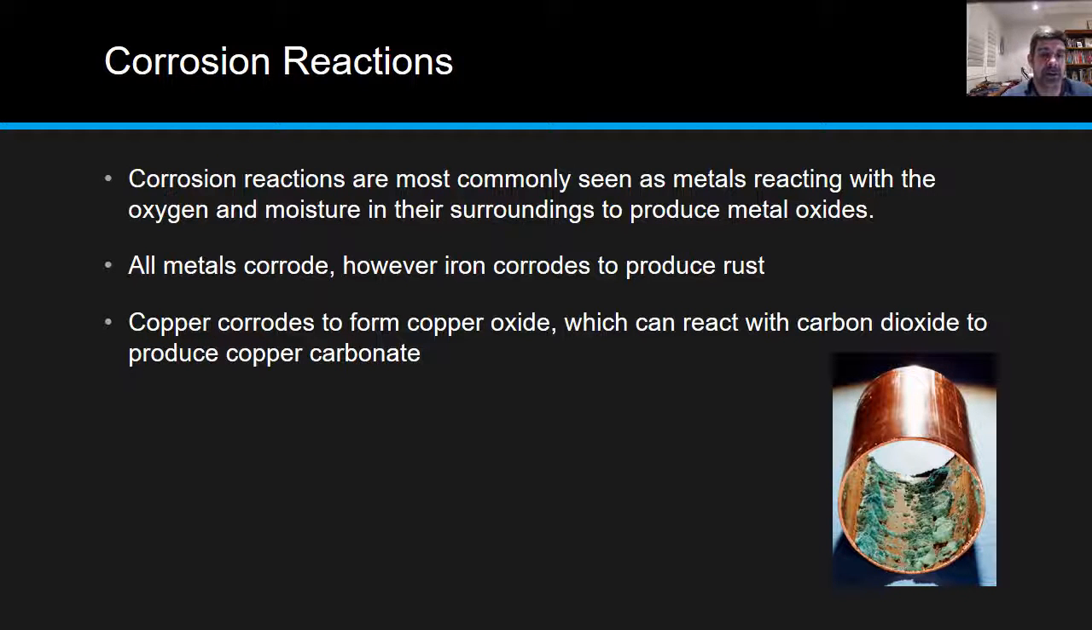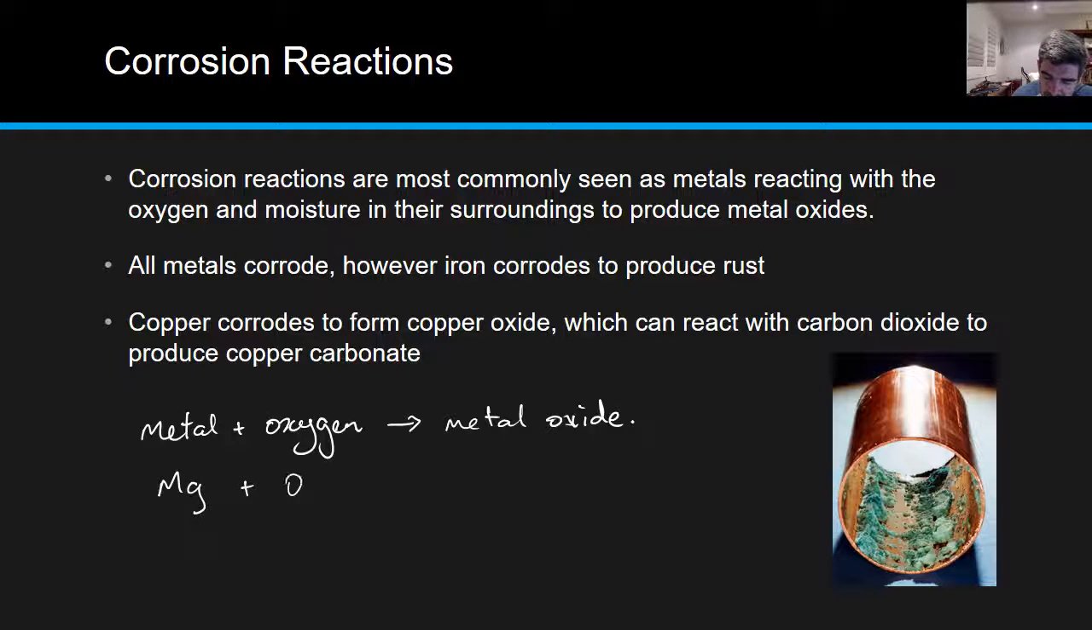So corrosion reactions are effectively reactions involving a metal reacting with oxygen in the atmosphere and forming a metal oxide. Probably the simplest example of this is when magnesium burns in oxygen and creates magnesium oxide as a product. This is a white solid powder, which is very different from the solid magnesium that we started with, and at this point we're trying to make sure that we balance our equations.